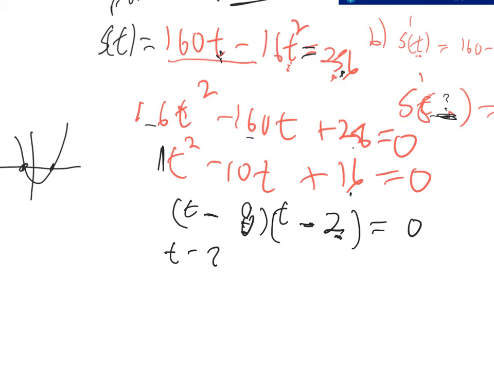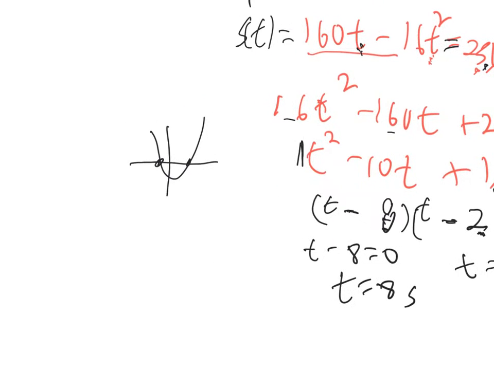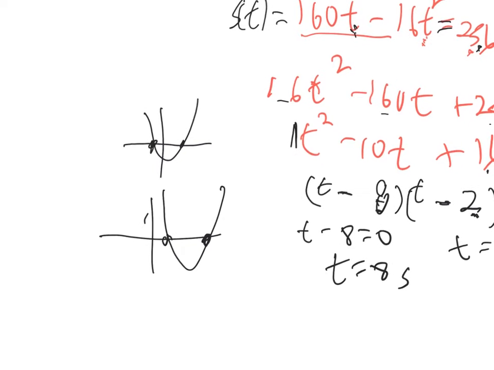Set each equal to 0. I get t is 8 seconds. I get t equals 2 seconds. So my picture over here is not correct because I have negative time, which could have happened. But since this parabola does go up and come back down in positive time, it makes more sense that the picture would have looked more like that. Okay? So this one is 2 and this one is 8.